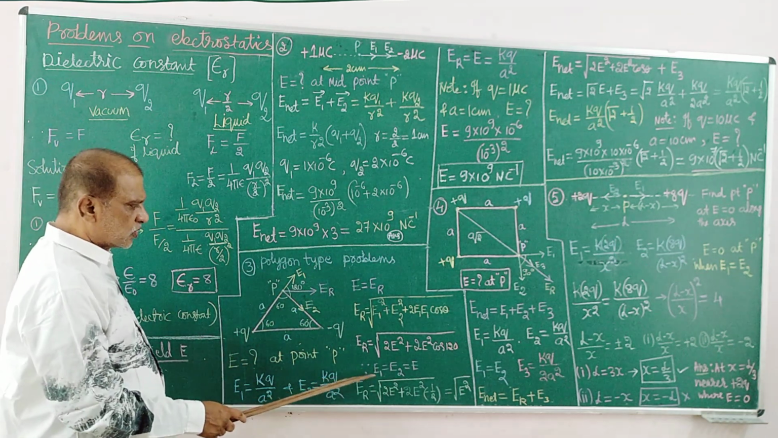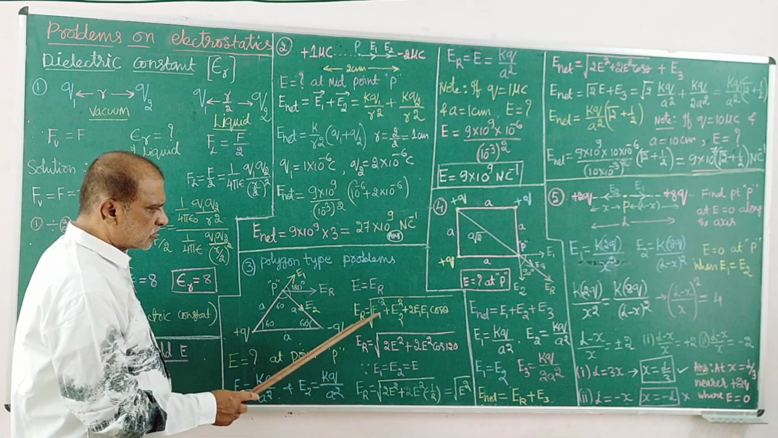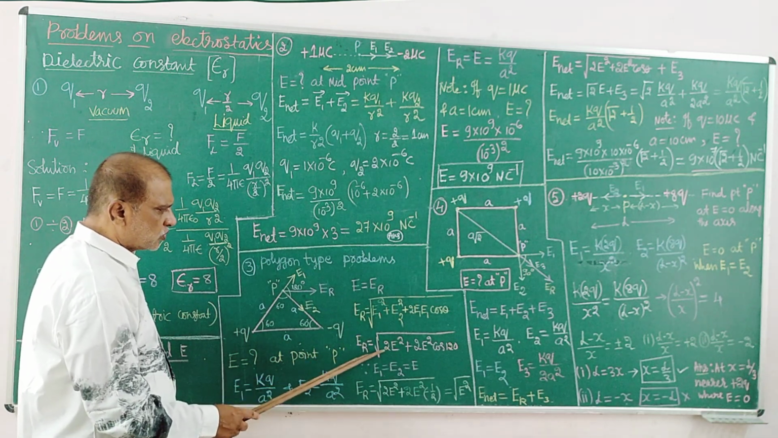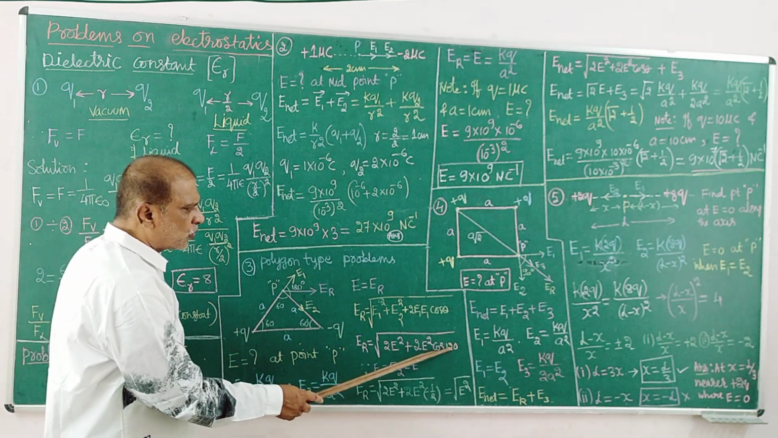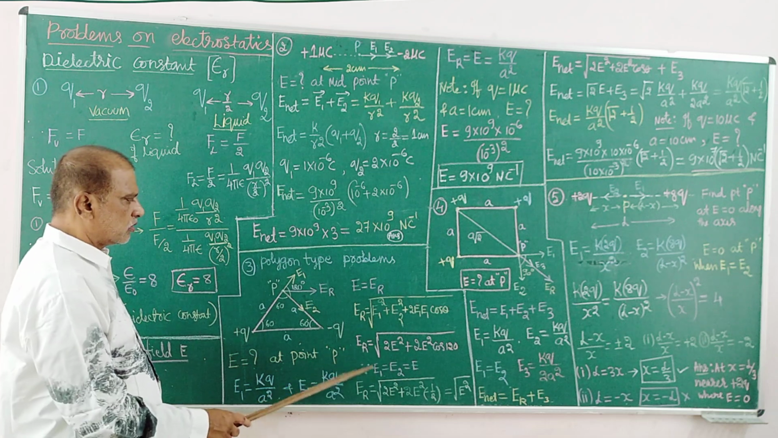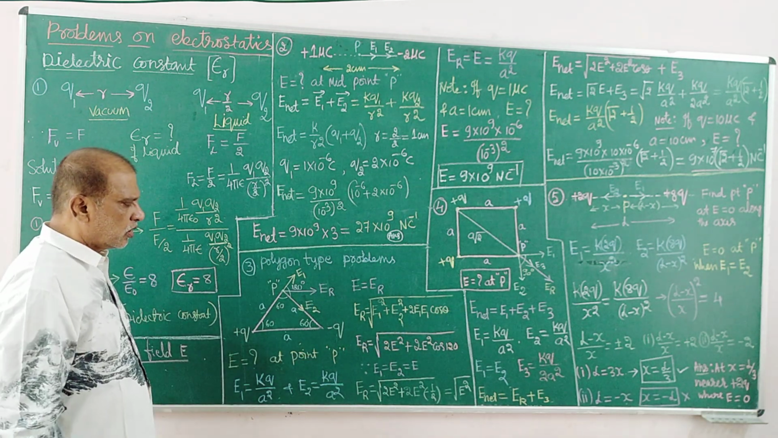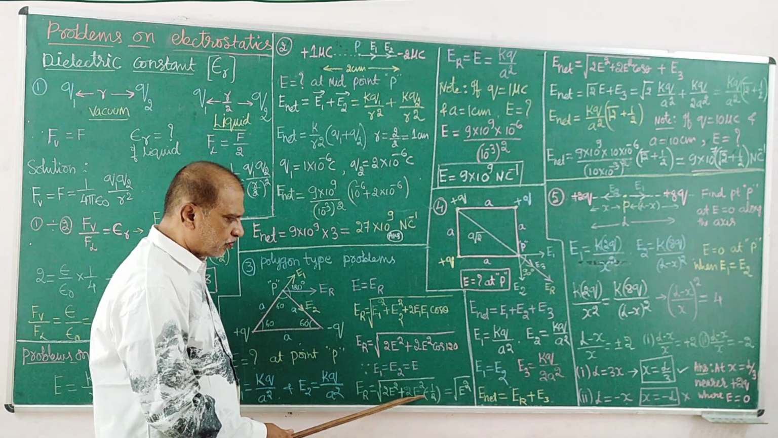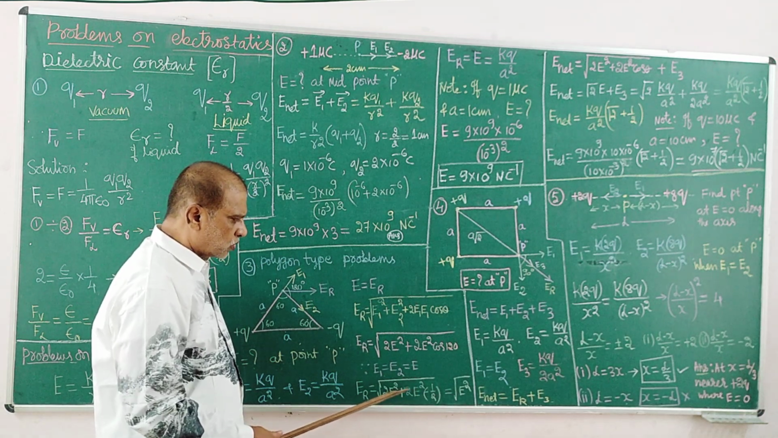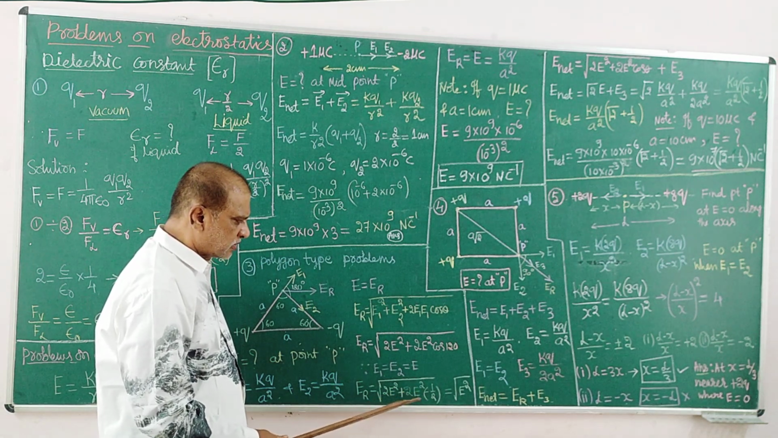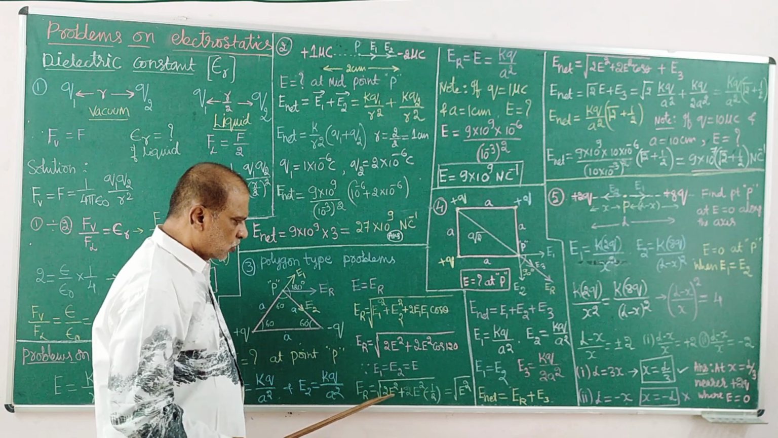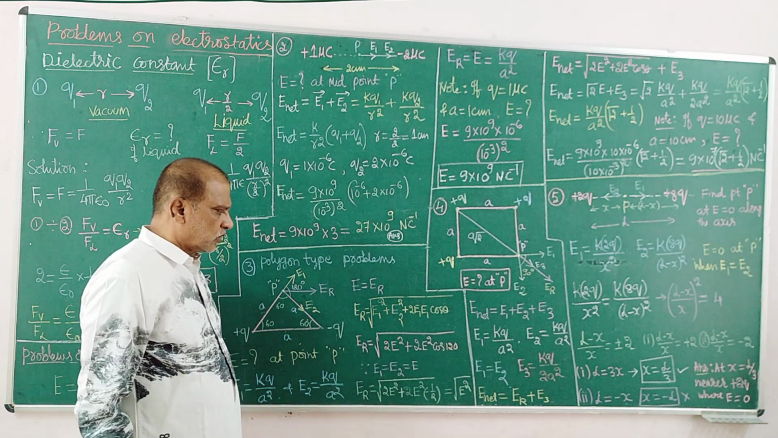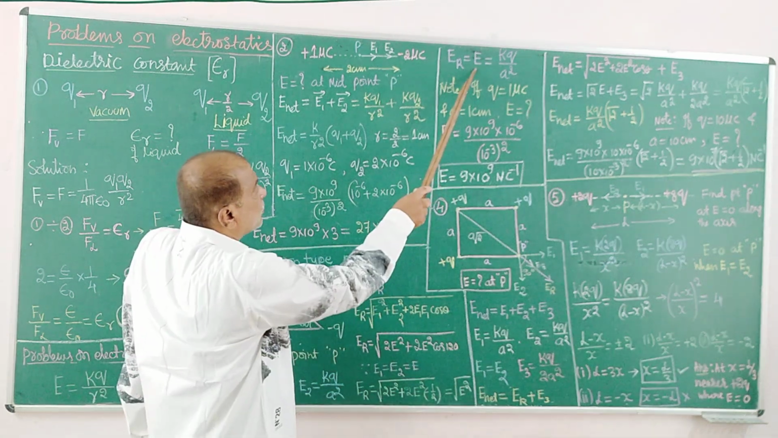Since E1 is equal to E2 is equal to E, this E1 E2 cos theta becomes E squared plus E squared, plus 2E squared cos 120 degrees. You know cos 120 is minus 1 by 2. So the 2 and 2 cancel, and minus into plus becomes minus E squared. So 2E squared minus E squared is E squared, and the root of E squared means E.